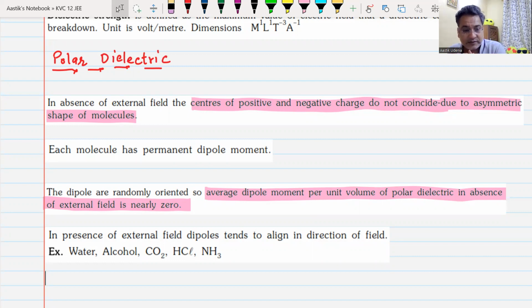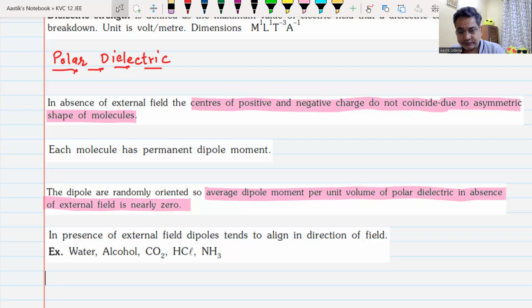Examples of polar molecules: water, something to drink. Alcohol, definitely something to drink. CO2, not drinkable. HCl, definitely not drinkable. Ammonia, medical uses, drinkable probably. Do you understand these polar dielectrics? Yes or no? Yes, sir. Everyone has noted this down?